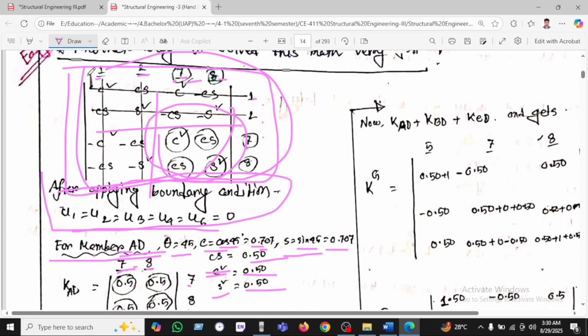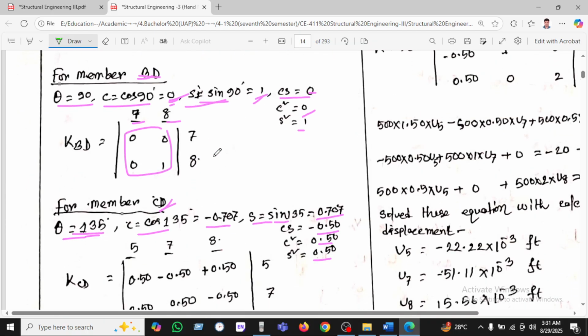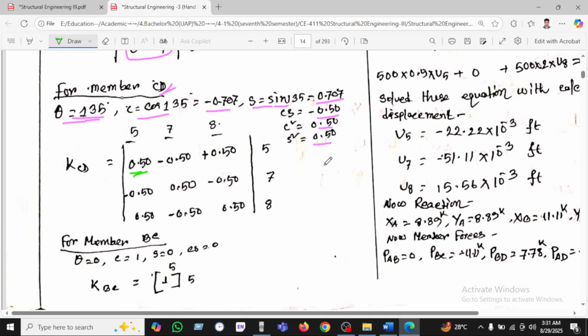If we go here to 1, 5, 7, 6, then it will be this formula. I'm just erasing here and taking another color. So this will be 5 and 7, 6. We are taking this formula: S square, CS, CS, C square. S square we have seen here is 0.50, and CS we found is 0.50.